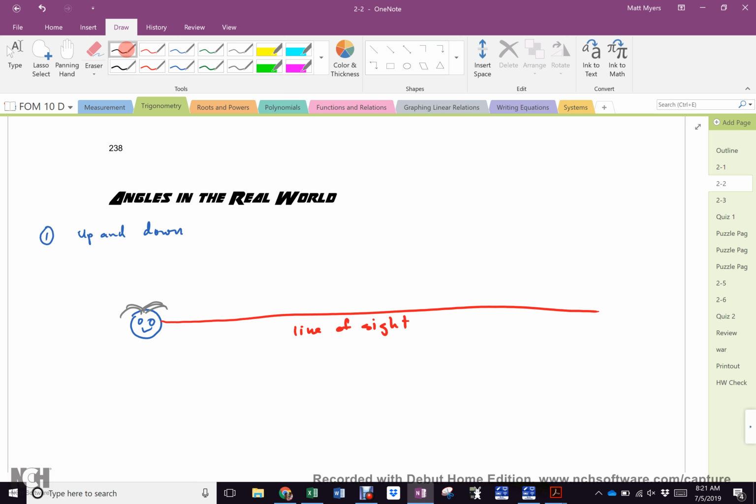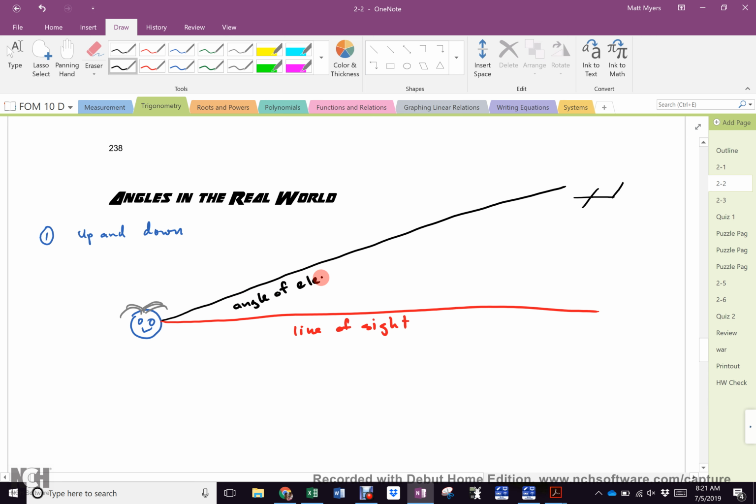Exactly, Pavneet. They go up to the sky. Here is the plane. So my line of sight changes, doesn't it? It goes up to the plane. What did I create right here? An angle. We call that angle an angle of elevation.